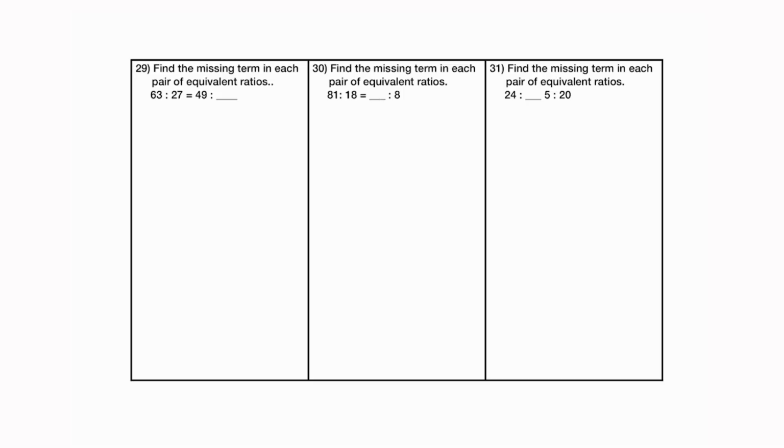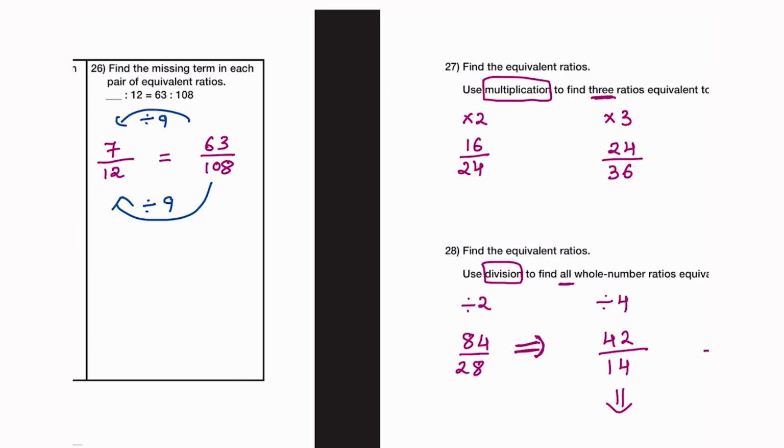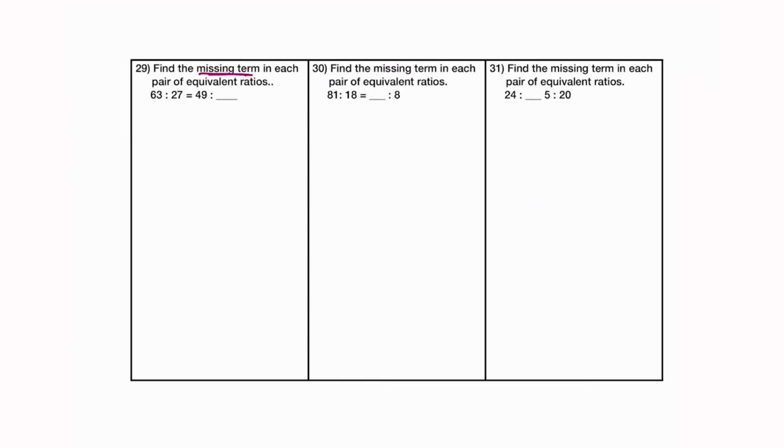Find the missing term in each pair of equivalent ratios. So we've got to find the missing term. Here the process is a bit different from the process that we followed in the previous questions to find the equivalent ratios, because they were easily convertible, right? Like from 11 to 121 or 8 to 88. So you could do that directly. But here that's not the case. So let's see how to solve this.